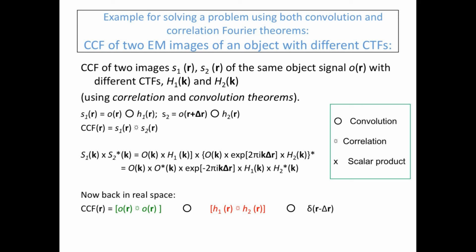So this is an example of how we can very quickly derive a solution to a rather complicated problem. It looks very complicated, and if you had only the instruments of real space, then you would be sort of lost. And these theorems make it very easy to look through this.